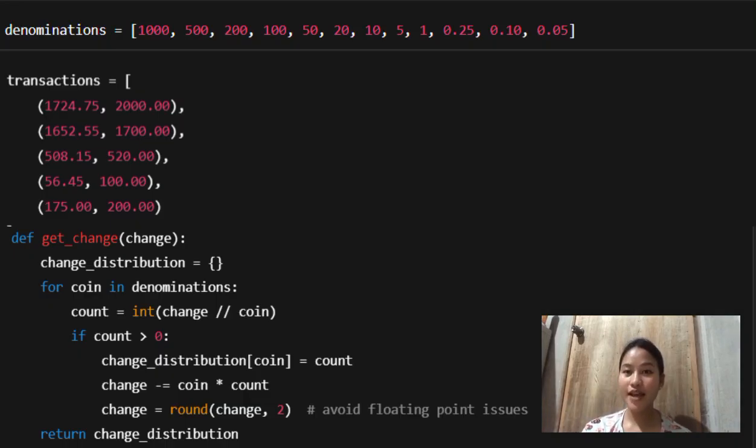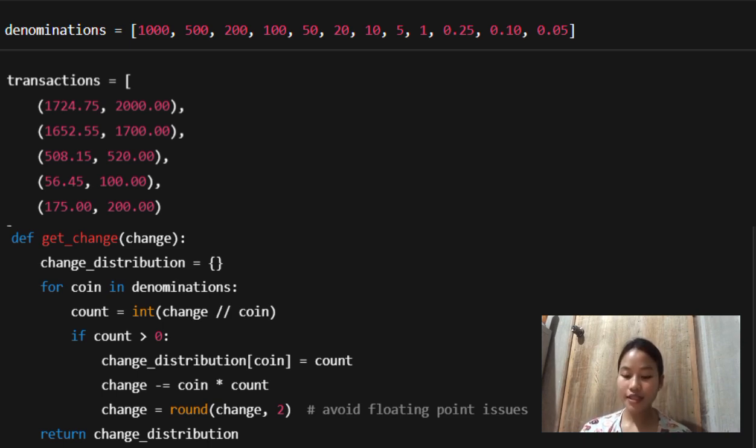Hey everyone, today we're going to walk you through this piece of code, explain what it does, how it works, and why it was written this way. So first is the denominations available. These are the money bills and coins available in pesos. Listed from largest to smallest, it is important for greedy algorithms because we always try to give the biggest bill or coin first. Second is the transaction to process.